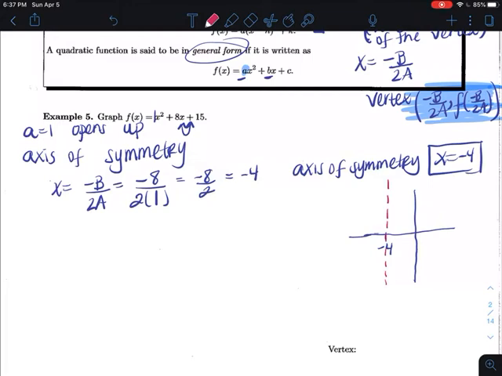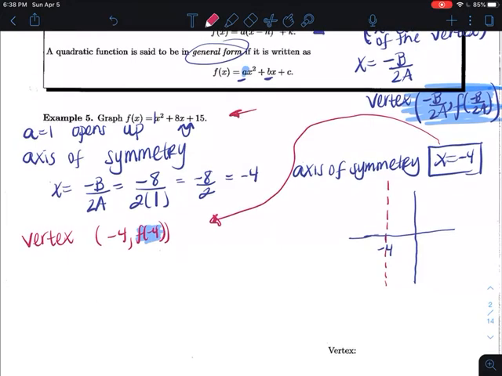That's the equation. The good thing about the axis of symmetry is that it's also the x coordinate of your vertex. So I already know from my vertex that the x coordinate is negative 4. What I don't know is what the y value is. To find the y value, you need to find f of negative 4. You go to the original problem, which is f of x equals x squared plus 8x plus 15. In place of x, you're going to put in negative 4.